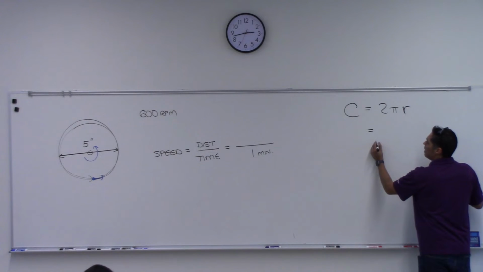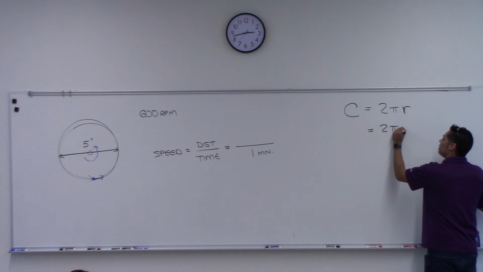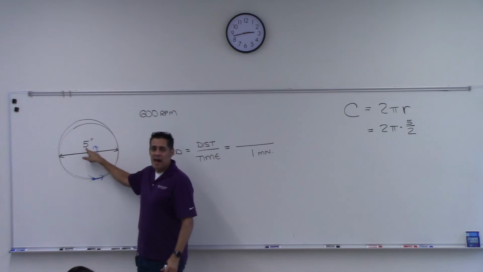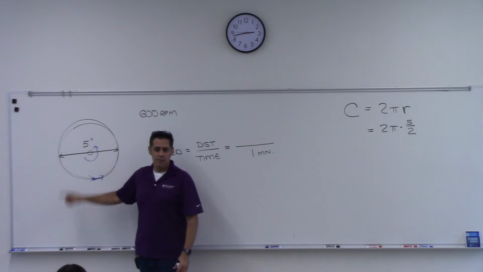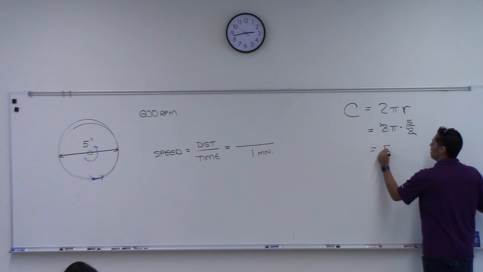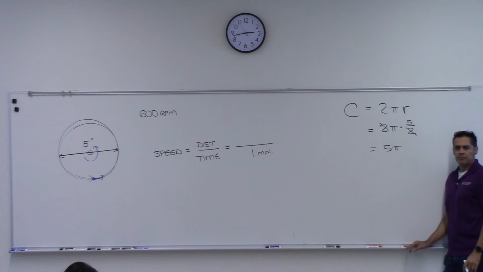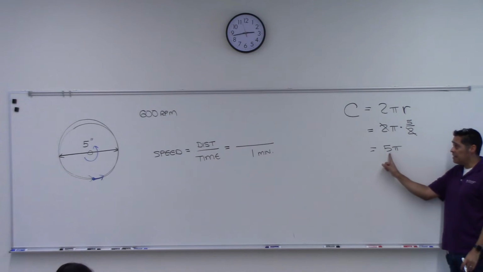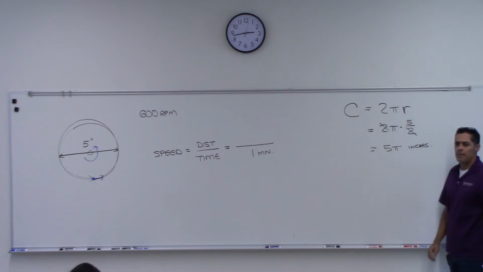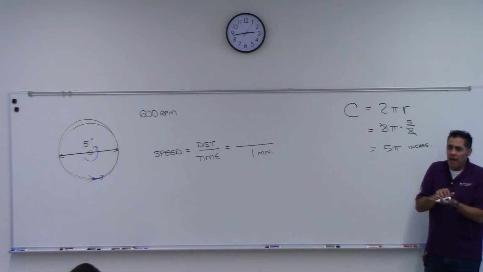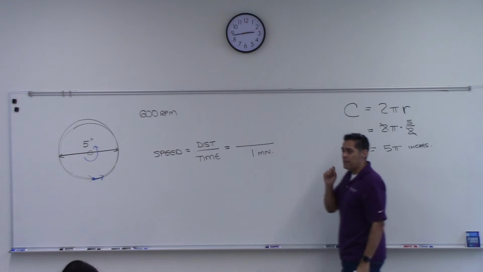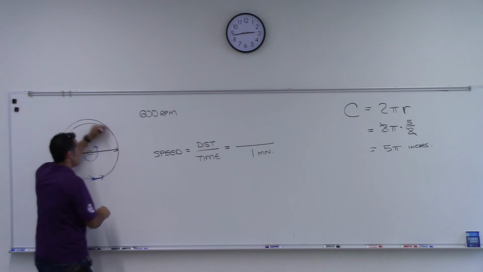So I'm going to say 2 pi times the radius. I'm going to write 5 over 2. I could use 2.5. It doesn't matter. But half of that is my radius. Let's multiply this together. The 2's are going to cancel. You're going to get 5 pi. You with me? That's a distance, right? This is inches. 5 times pi. If you do 5 times pi on your calculator, that's going to be the distance around that CD. Understand? Now, every revolution, that's how far it travels.